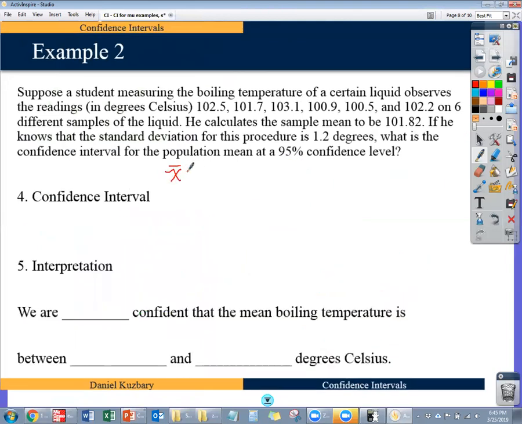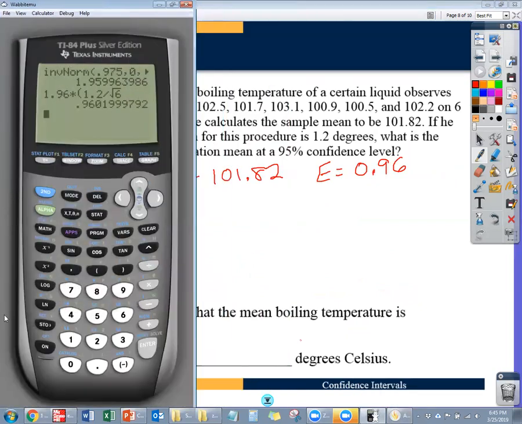So I got x bar is equal to 101.82. Margin of error is equal to 0.96. So then my confidence interval is going to be 101.82 minus 0.96.